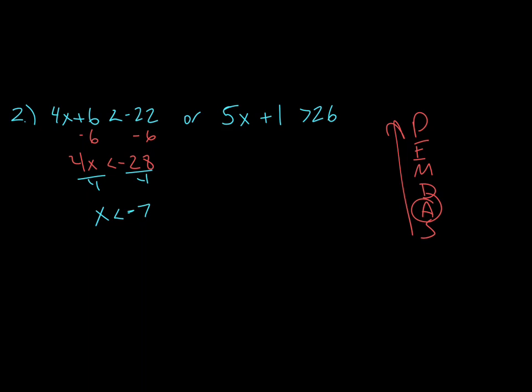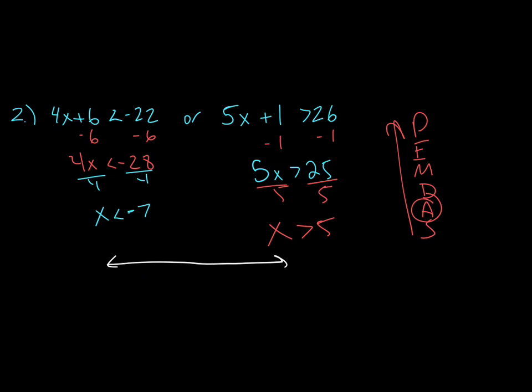I did the same exact thing for the right side. I minus 1 from both sides. I get 5x is greater than 25. Now I divide both sides by 5. x is greater than 5. Now I'm not done yet, so I got to make a number line. I'm going to put negative 7 on the number line. I'm going to put 5 on the number line. They both are going to be open circles. Now, it's less than negative 7, so I go to the left, put an arrow. It's greater than 5, so I go to the right, put an arrow. And that's it for 2.